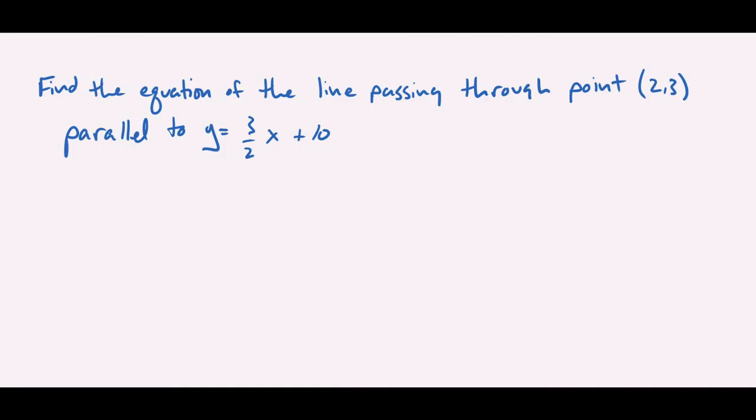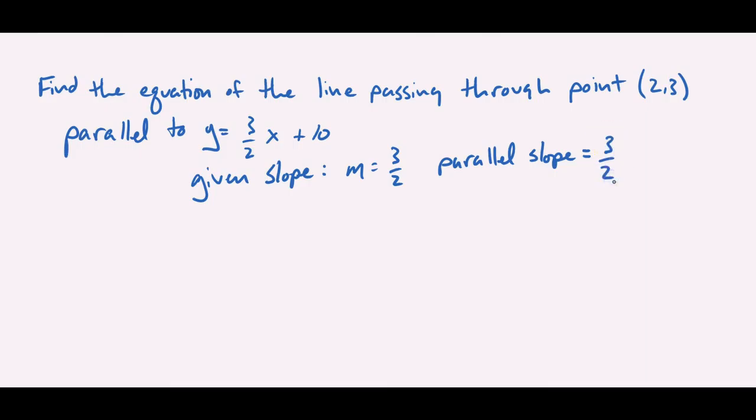If we know the point, all we need now in order to write the equation of the line is a slope. In the line that's given to us, the given slope, since it's in slope-intercept form, is awfully nice. That slope is 3/2. The parallel slope is going to be the same slope. So if the slope is 3/2, the parallel slope will be 3/2 as well. So now we've got the two things that we need in order to write the equation of our line. We've got a point and we've got a slope.